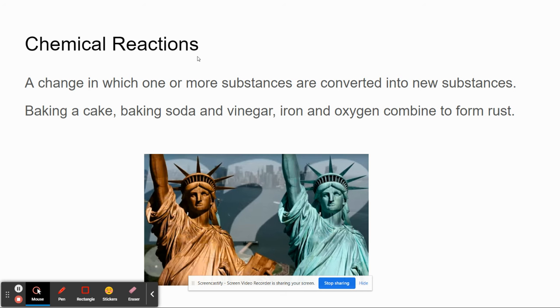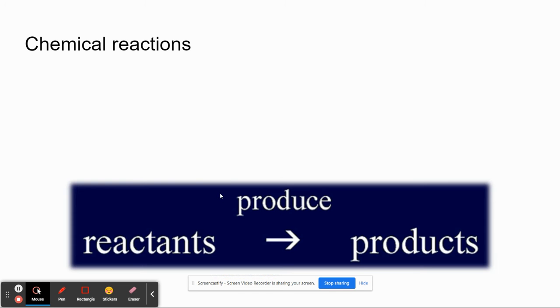All right, and so chemical reactions are a change in which one or more substances are converted into new substances. Baking a cake, baking soda and vinegar, iron and oxygen forming rust. This is copper. This is what the Statue of Liberty looked like, and it's oxidizing. This is what our Statue of Liberty looks like now because it's oxidized. It's reacted with the oxygen in the air, so it's got a greenish bluish color. But before, it actually looked more like a penny.